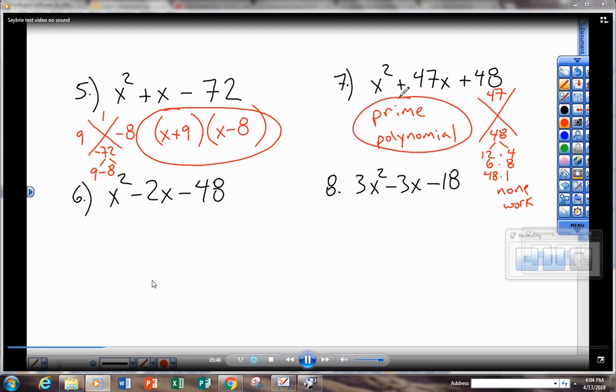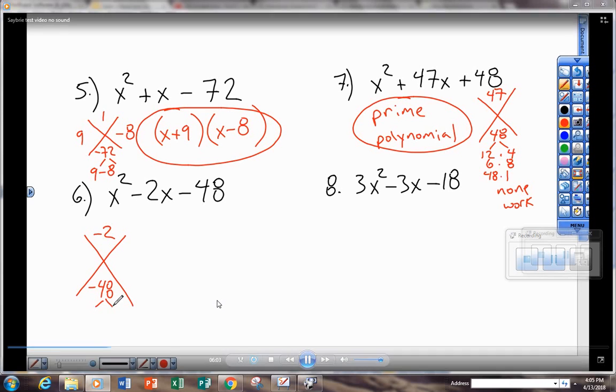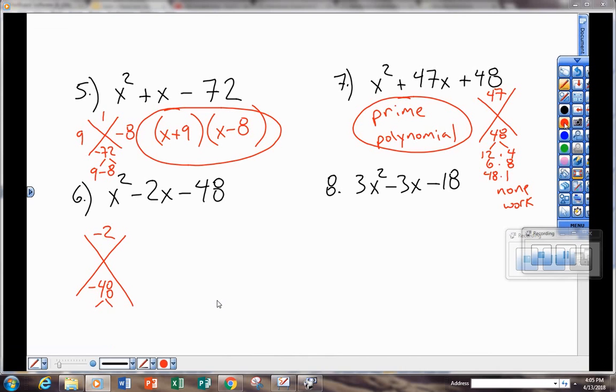All right, number 6. I draw my x with negative 2 on top and negative 48 on the bottom. List the factors of negative 48, so 48 times 1. And here I think I list them all. I think I grabbed my calculator during that little pause. So 48 times 1, I'm sorry, not 48, 24 times 2. So I'll switch that. 24 times 2.